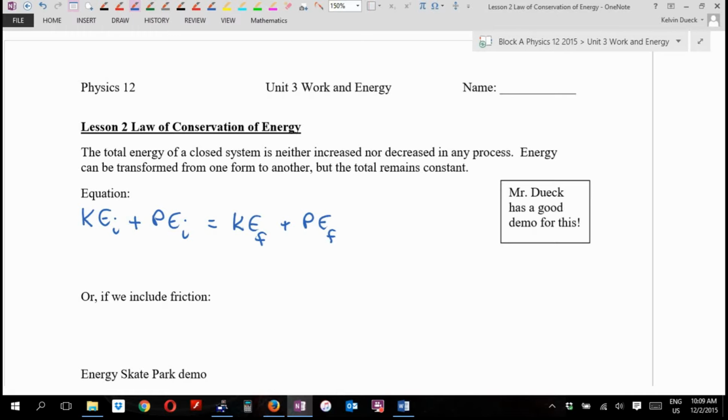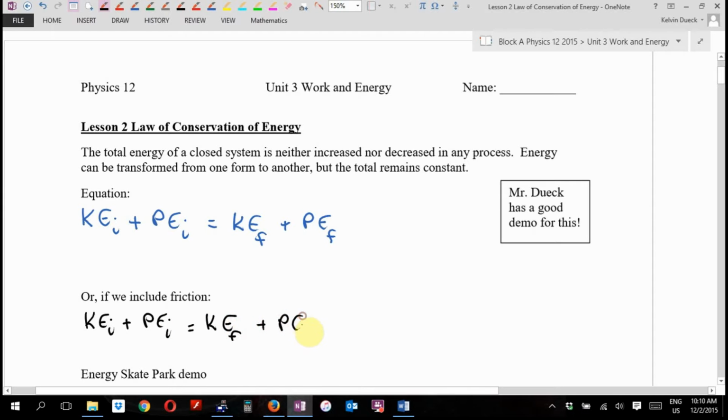Or, if we include friction, and now we can be a little more accurate, KE initial plus PE initial equals KE final plus PE final plus heat. If the numbers don't balance, then you assume whatever's missing went into heat.